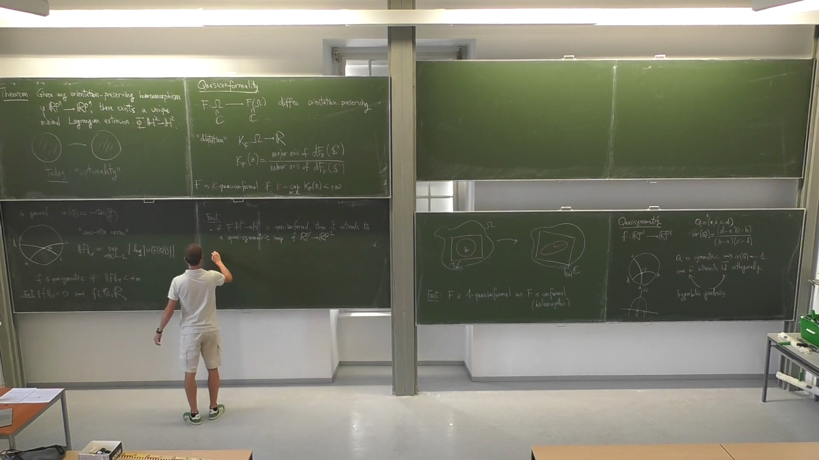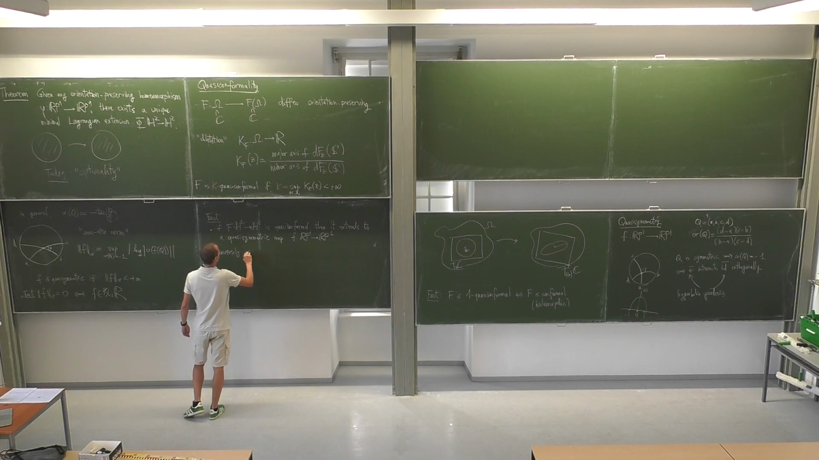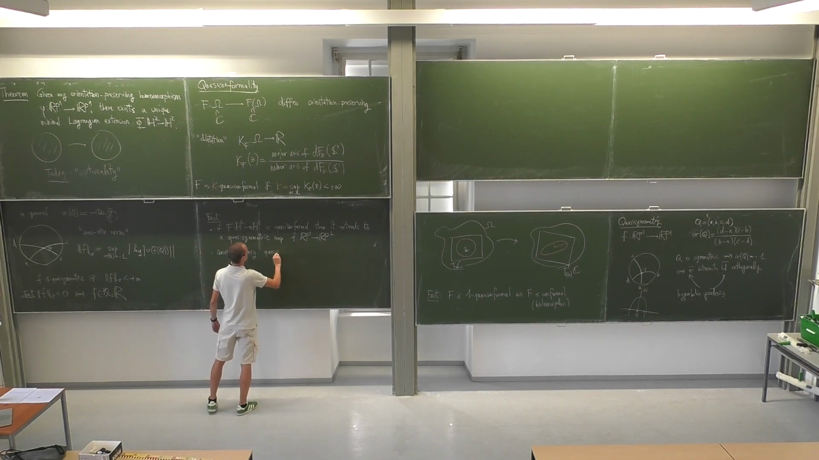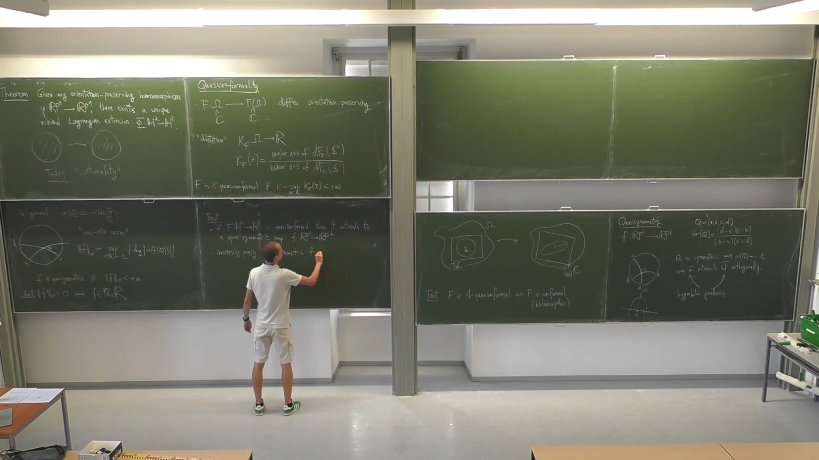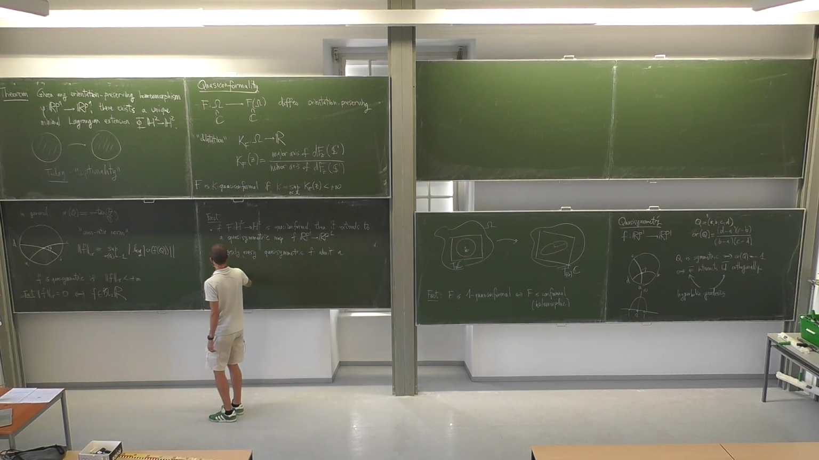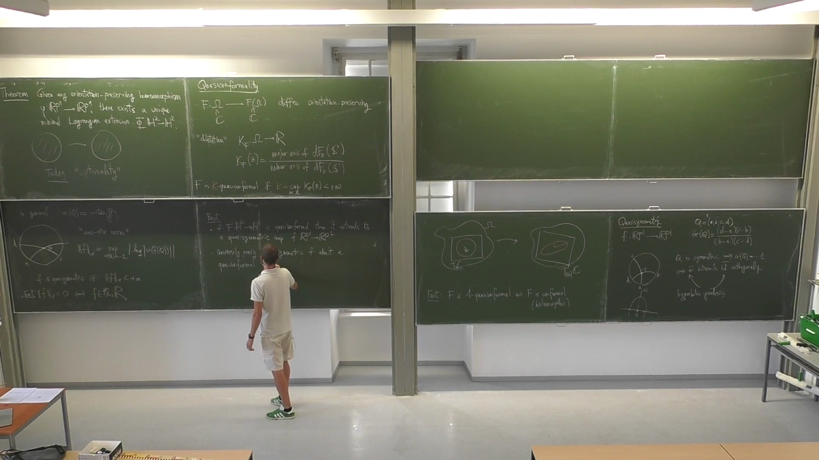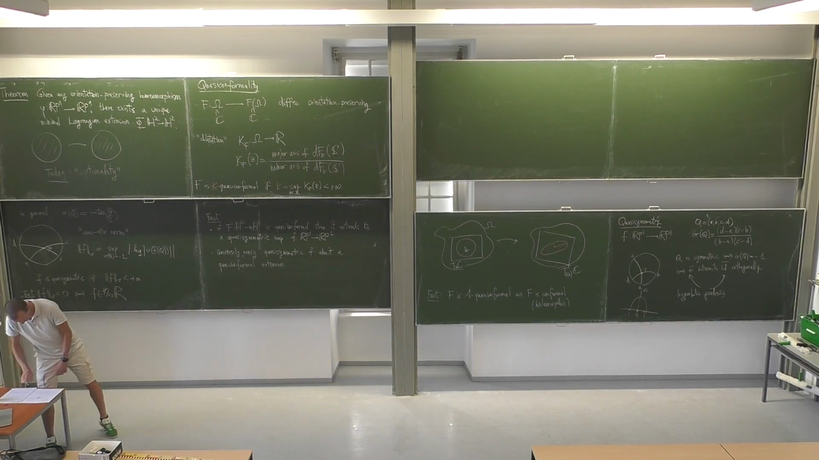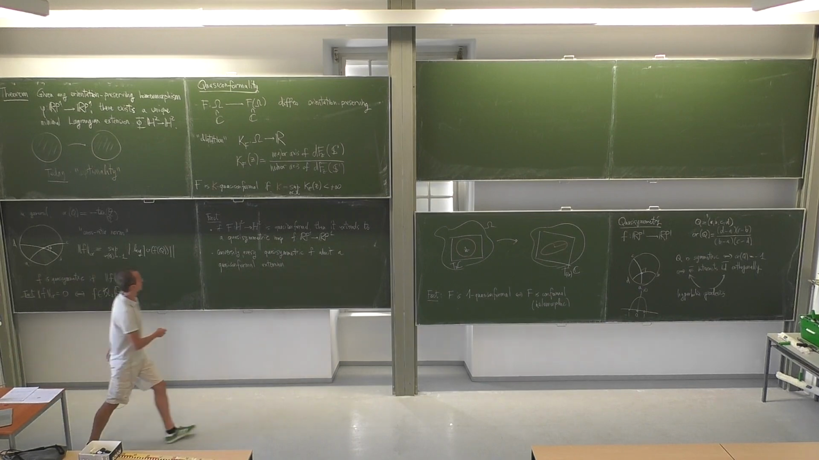And conversely, every quasi-symmetric f admits a quasi-conformal extension. Excellent. So now we go back to minimal Lagrangian maps.